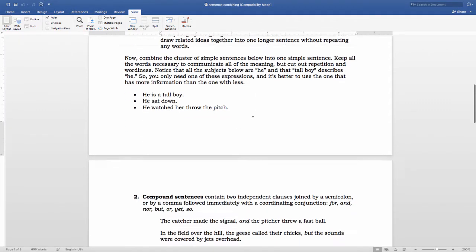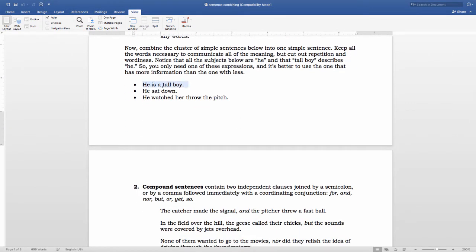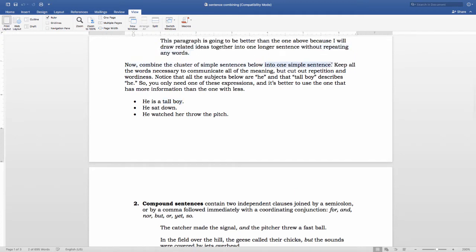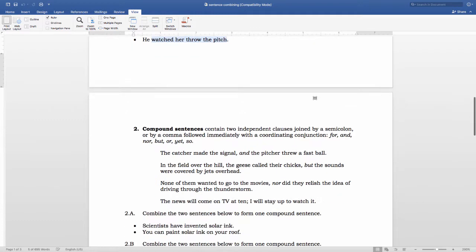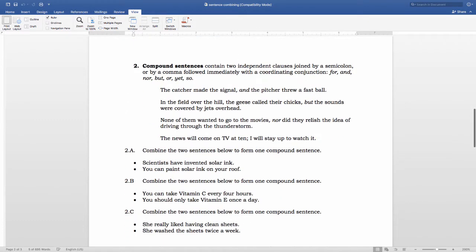Here's an example. You have, let's say, these three sentences. He is a tall boy, he sat down, he watched her throw a pitch. You've got he, right, all through it. He is described as a tall boy. Tall boy gives us more information than he, so if we're being asked to make this into one simple sentence, the way we do it is we say, the tall boy sat down and watched her throw the pitch. Right? That's how we make that into a nice, clean, simple sentence.